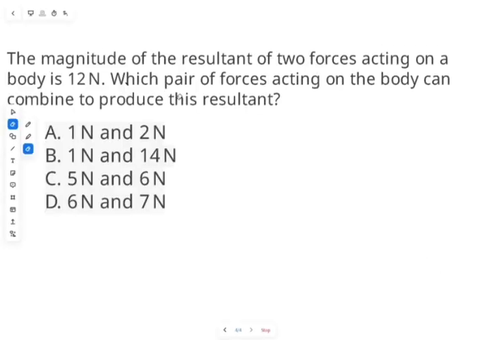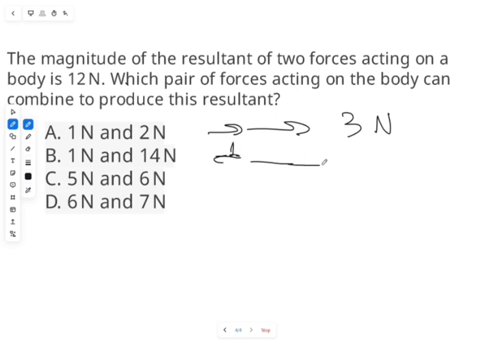This is another example of paper 1 where we'd actually need to use vectors, and it states that the magnitude of the resultant of two forces acting on a body is 12 newtons. So we want to find the pair of forces that can possibly contribute to these 12 newtons. So if we have 1 and 2 newtons, even if they were to go in the same direction, like this, then our maximum would be 3 newtons. And if you have 1 and 14, then our minimum force would be if 1 was going leftwards, and then the 14 was going rightwards. And that would be 13 newtons.